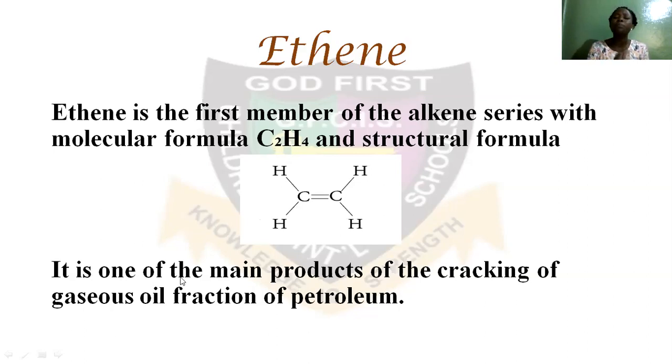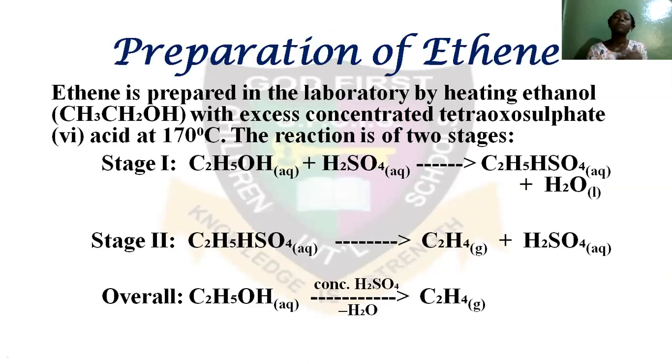It is one of the main products of the cracking of the gaseous oil fraction of petrol. For example, kerosene is one of the gaseous oil fractions of petrol. So the cracking of such a fraction of petrol will produce ethene. So we'll see what cracking is shortly. Then preparation. The method of preparing ethene in the laboratory is heating ethanol, which is CH3CH2OH, with excess concentrated tetraoxosulfate 6 acid at 170 degrees centigrade.